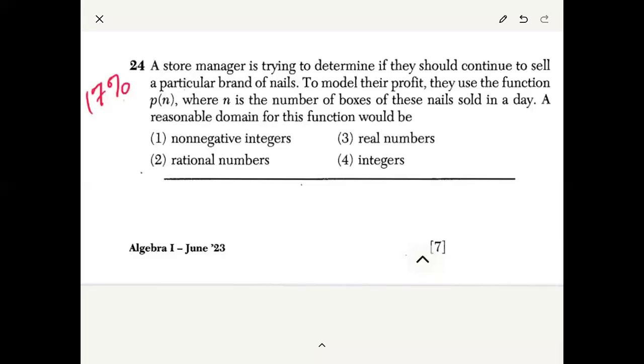This is question number 24 from the June 2023 Regents. This is the last multiple choice question on this test in this section. Notice only 17% of my students got this right, so basically they were guessing. All right, this question is not too bad. We just didn't get a chance to hit the reasonable domain questions as well as I'd like to.